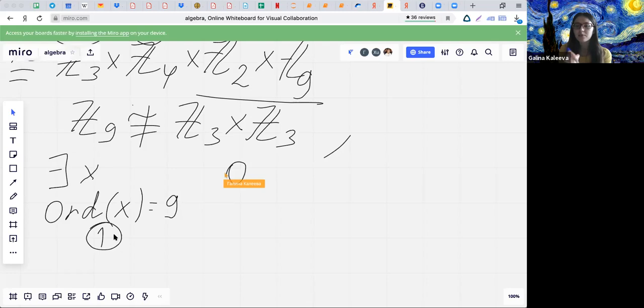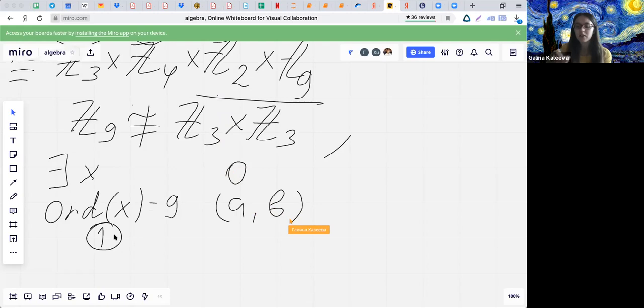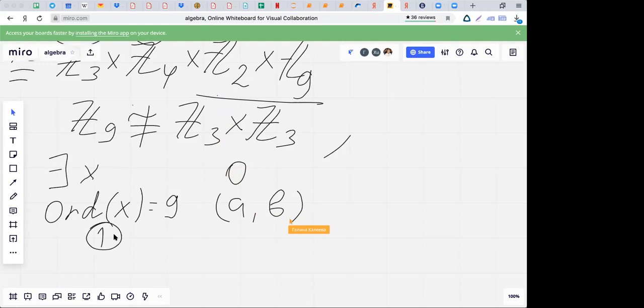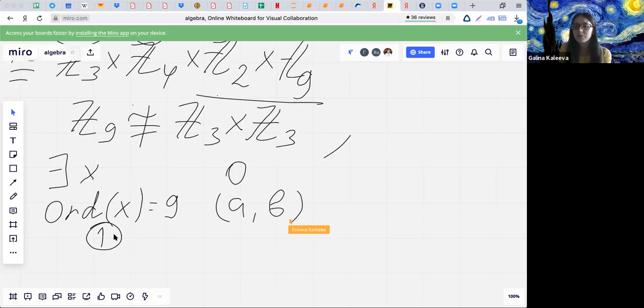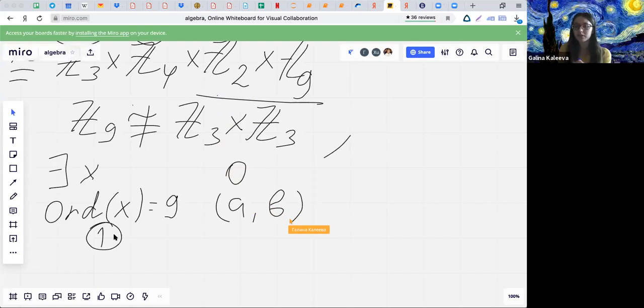How can we find the orders of these elements? The order of an element (a, b) from our direct product is the least common multiple of the orders of a and b. Here the orders are 1 and 3, and 1 and 3, so the least common multiple is 3. For every element the order is 3. But in Z9 there are elements of order 9, for example 1. So these two groups are not isomorphic.